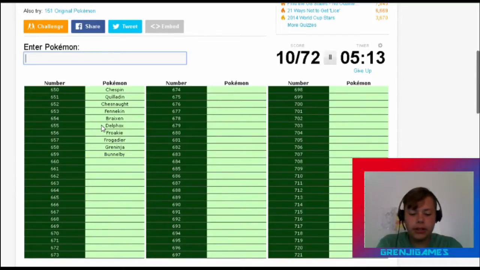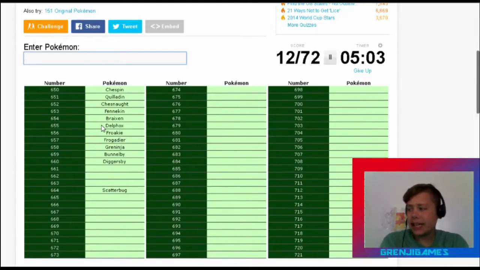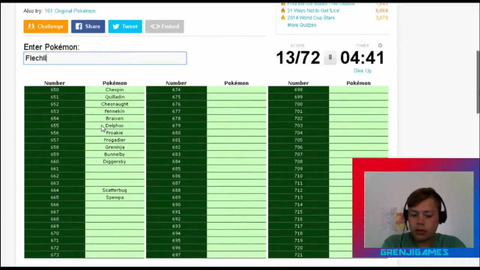And then there is Bunnelby. There we go. Then there is Diggersby. Then there is Scatterbug. I actually did not look at the Dex, I promise. And there is Spewpa. And then there is Vivillon. We'll get back to it. Then there is Fletchling. Then there is Fletchinder. Then there's Talonflame. I'm sorry if you say Fletchinder. I say Fletchinder.